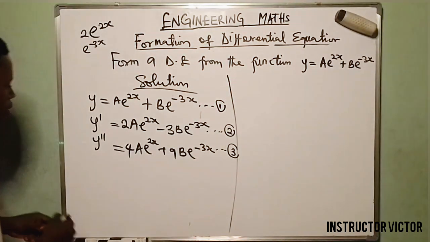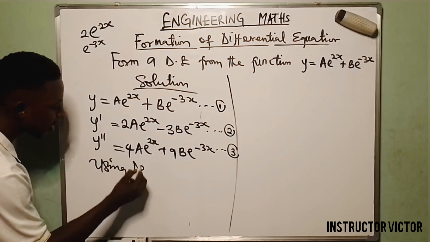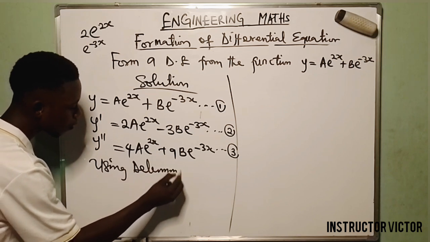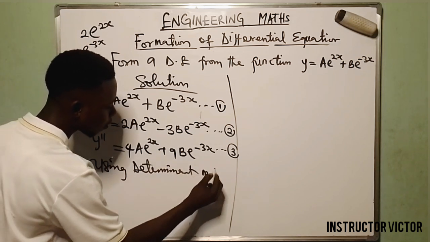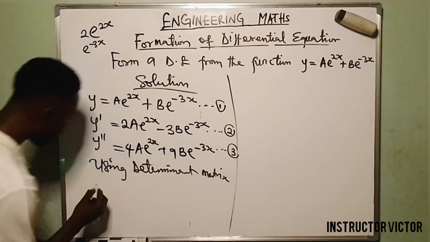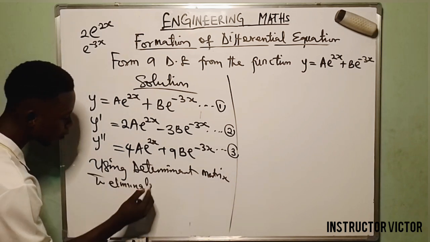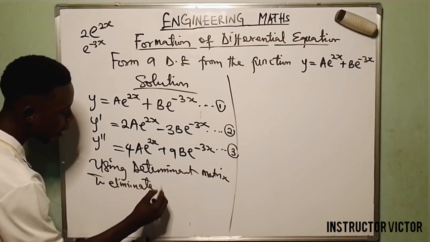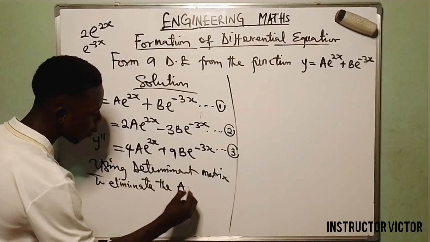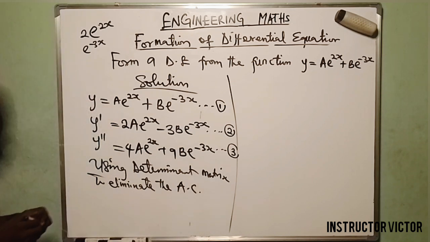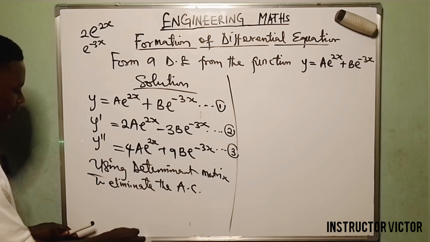Now using determinants of a matrix to eliminate our arbitrary constants. Now we are going to be having something like this.